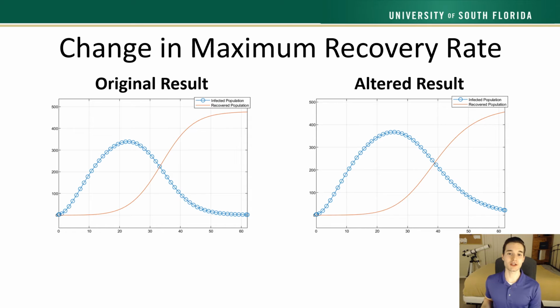For this change, the maximum recovery rate was halved. The result is that the infected population has a greater maximum and approaches zero slower than the original in the 62 days. The recovered population has a near zero value for a longer time initially and approaches its maximum value slower than the original. These results agree with the intention of the differential equations and real-world application, where a smaller maximum recovery rate would cause less people to recover in a time interval.